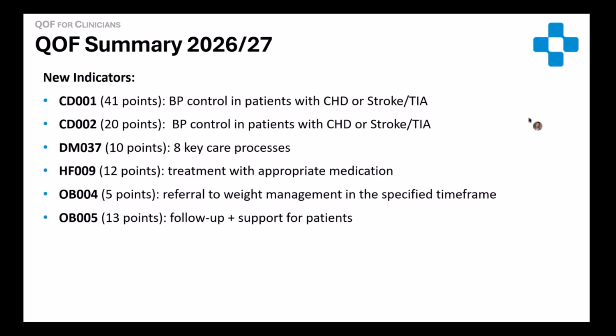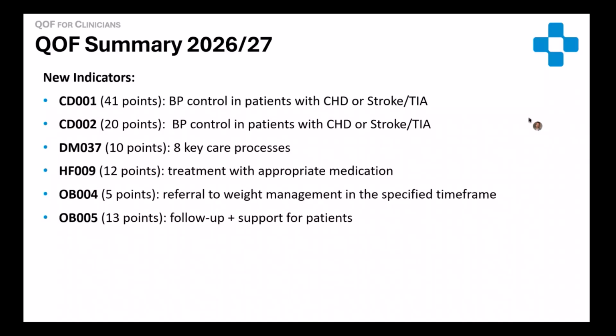There's also a new diabetes indicator, DM37, which looks at completion of the 8 key care processes. As well as recording the individual care processes, it is important to make sure that these are captured correctly in the clinical record. I must stress as well that this is an all or nothing indicator. All 8 processes must be completed for the indicator to be achieved for the patient. For heart failure, you'll see there's a new indicator looking at treatment with appropriate medications.